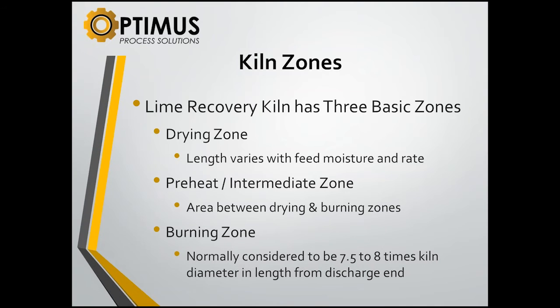The kiln is broken up into 3 basic zones. The drying zone will vary with the feed moisture and feed rate. The burning zone is typically considered to be 7.5 to 8 times the kiln's diameter in length from the discharge end. The middle area is known as the preheat or intermediate zone.